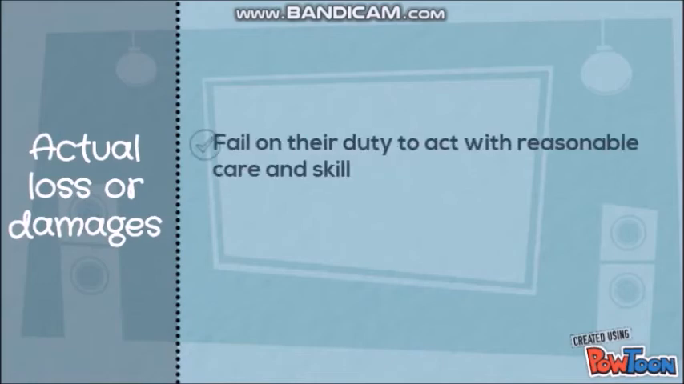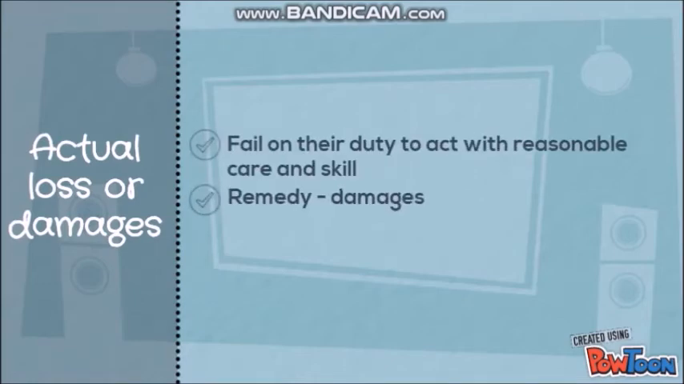Then we talk about actual loss or damages. This is shown when the auditor fails in their duty to act with reasonable care and skill, whether under contract or in tort, and the plaintiff is entitled to recover any economic loss arising from such breach of duty. Next, the measure of damages is the approximate monetary equivalent that will put the plaintiff in the same position as if the auditor had discharged his duty properly.